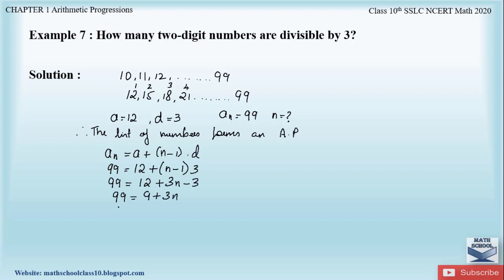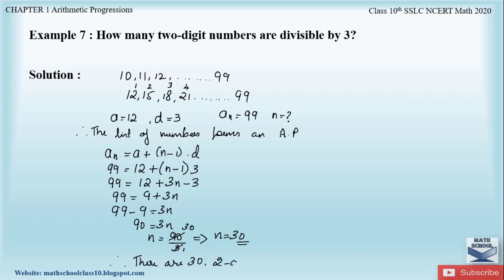If we send the 9 to the left hand side, 99 minus 9 equals 3n, or 90 equals 3n, or we can write n equals 90 divided by 3. So 3 ones are 3, 3 nines are 27, 0. Therefore we get the n value equal to 30. Therefore we can say that there are 30 2-digit numbers that are divisible by 3. Let us write down: therefore there are 30 2-digit numbers that are divisible by 3.